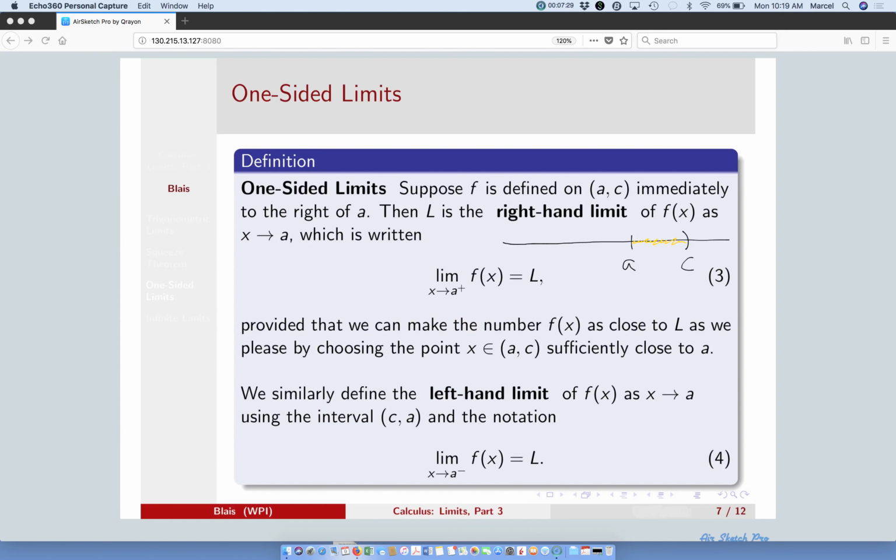Similarly, we also define the limit from the left. And so when we look at the limit from the left, we're looking at the interval from c to a, and it's just a mirror image of the picture above. So we care about approaching a from the left in this interval. And the limit definition is the same.